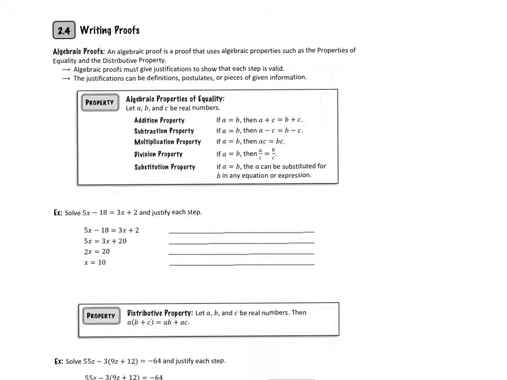In section 2.4, we're going to learn the mechanics of how to write proofs. We're going to start with algebraic proofs, because we are familiar with algebraic properties, such as our algebraic properties of equality and the distributive property. So when you write these, we are going to be very insistent that you write properties of equality, because there'll be different kinds of properties later. You may abbreviate that to POE.